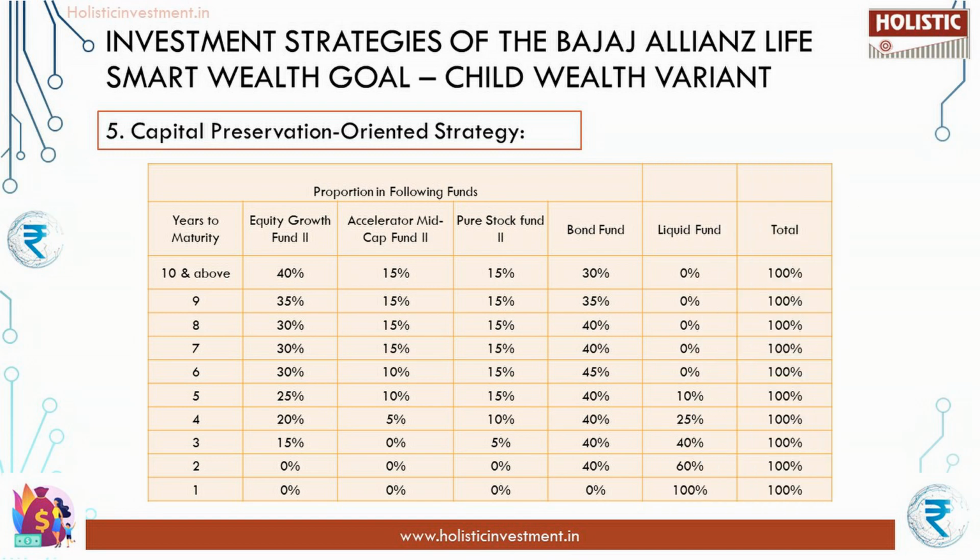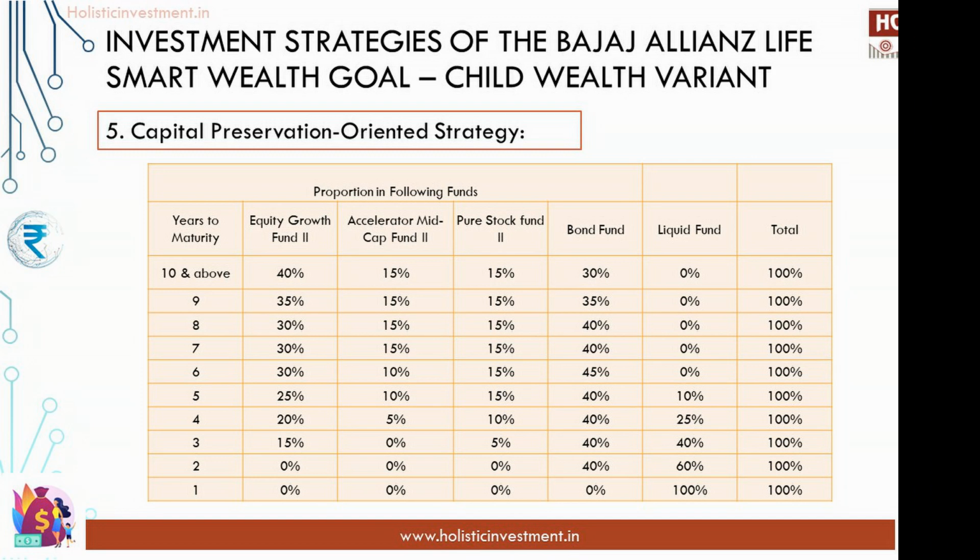The final strategy is capital preservation oriented strategy. The objective of the strategy is to optimize risk and return by investing across 5 predetermined funds, which are a mix of very high to low risk funds, in such a way that the monies invested over the years along with the accumulated returns are subject to lesser market volatility in the years closer to maturity. At the commencement of the policy, premium would be allocated to 5 funds, namely Equity Growth Fund 2, Accelerator Mid Cap Fund 2, Pure Stock Fund.